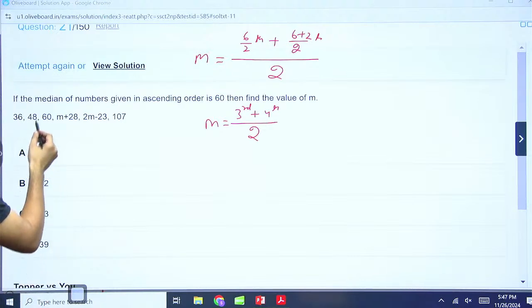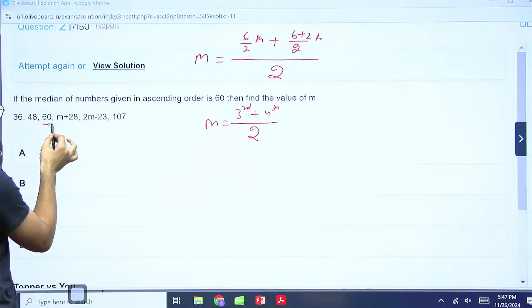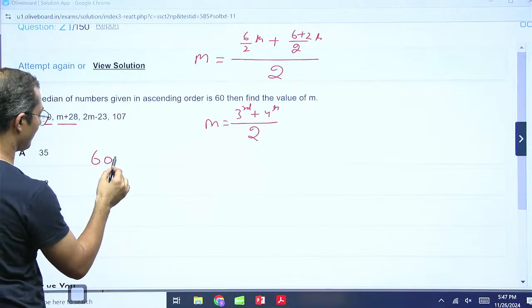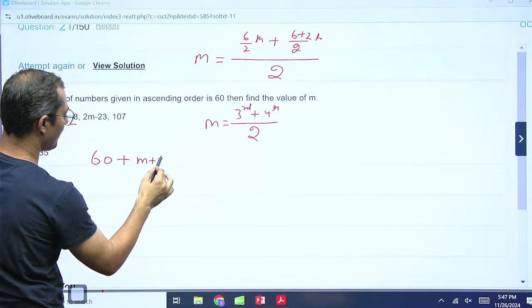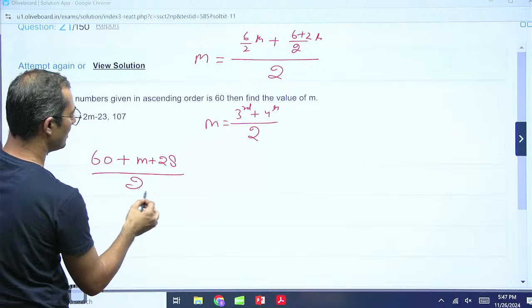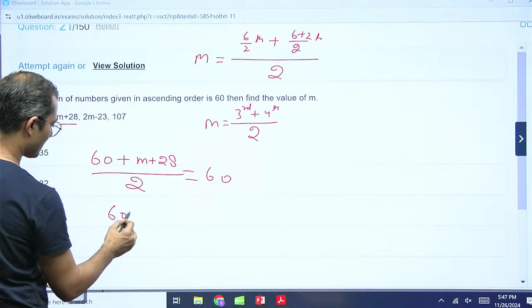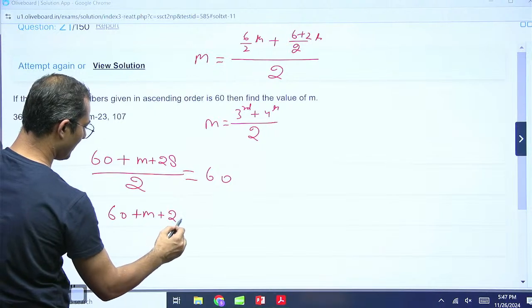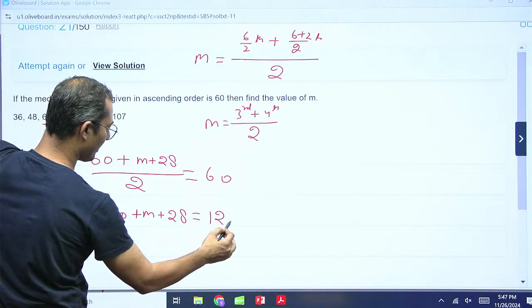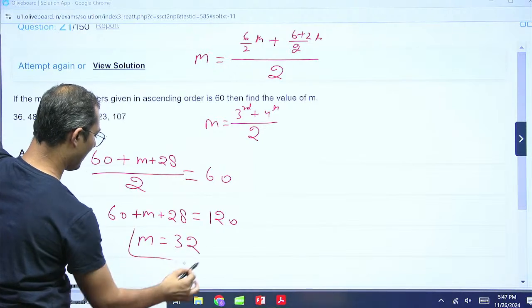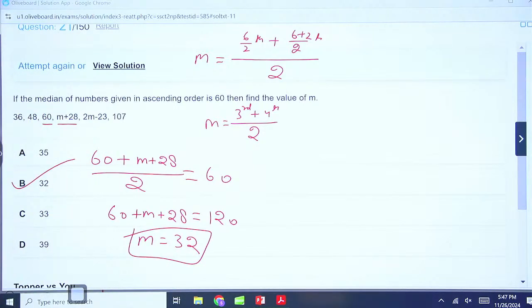So we can say that they are already in ascending order. So third observation and fourth observation. So 60 plus m plus 28 divided by 2, this is equal to 60, right? So we can say that 60 plus m plus 28 is equal to 120, right? So m is going to be how much? 32, right? After solving this, we will get m is equal to 32. Yes, m is equal to 32 is the right answer.